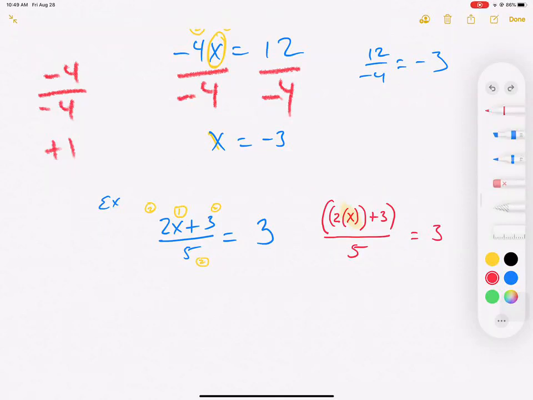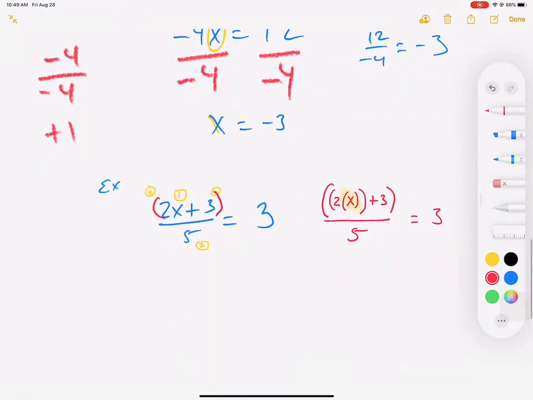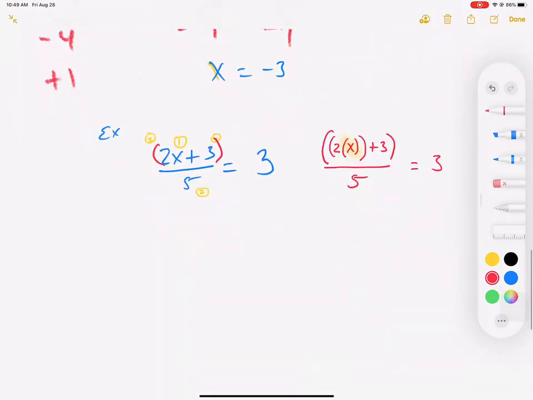If you look here, 2x plus 3 is one group, and 5 is actually outside that group. So when it comes to opposite operations, we want to get rid of stuff that's outside, most farthest away from that group. And in this case, it's actually going to be the 5. So to get rid of the divide by 5, we would multiply 5 to both sides.